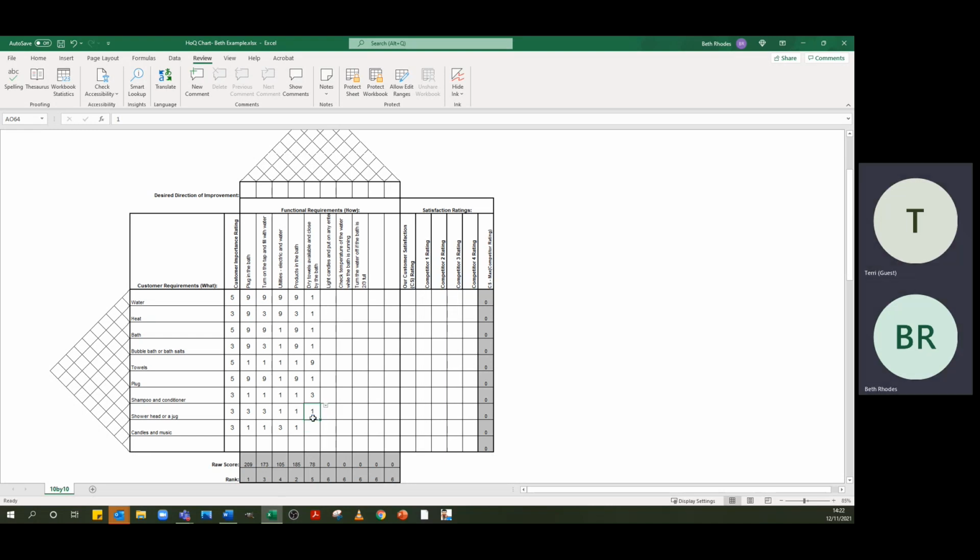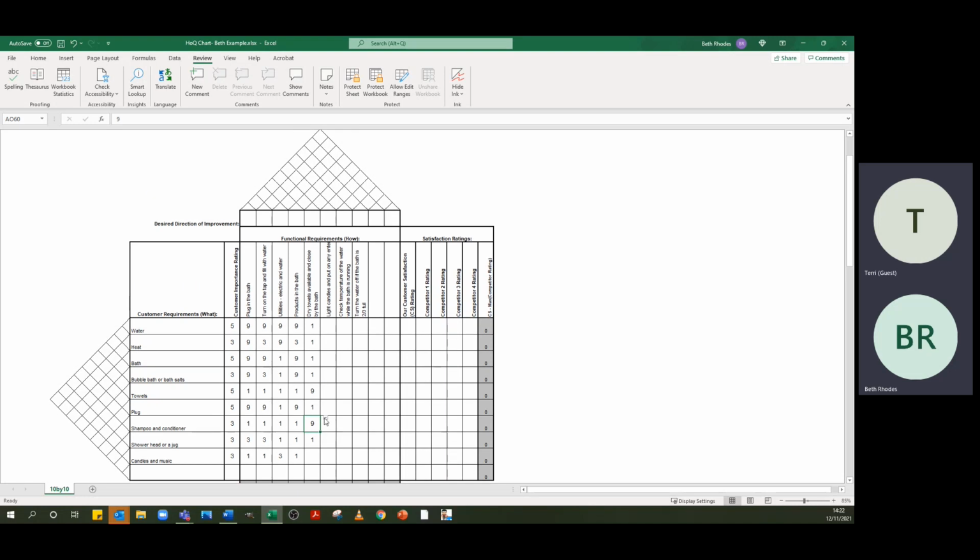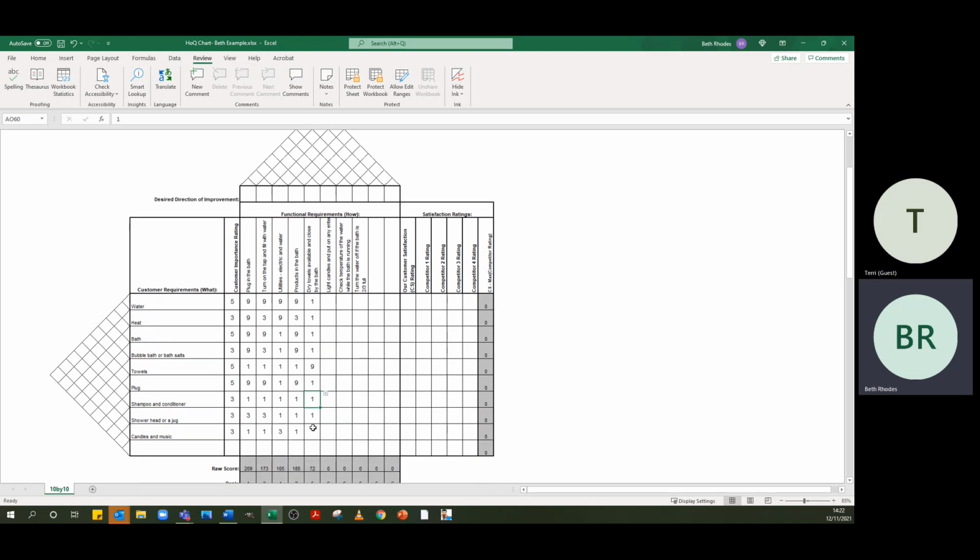So the shampoo and conditioner one should be 1 for towels, yeah? Oh, sorry. Yeah, I've missed that. That was me. No, good eyes. Didn't get it wrong. Yeah, okay. It disappeared, the 1. That's why I can't grab hold of it. There we go. And then candles and music. 1.